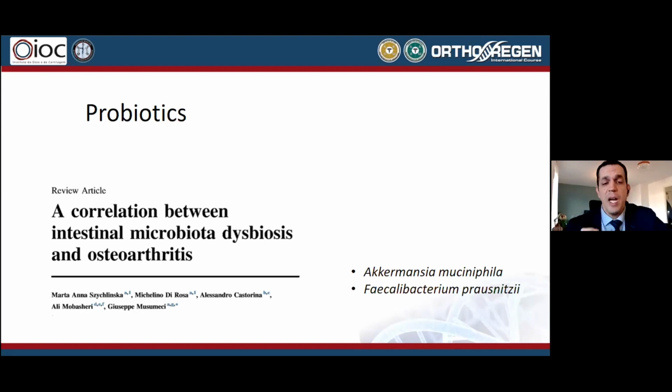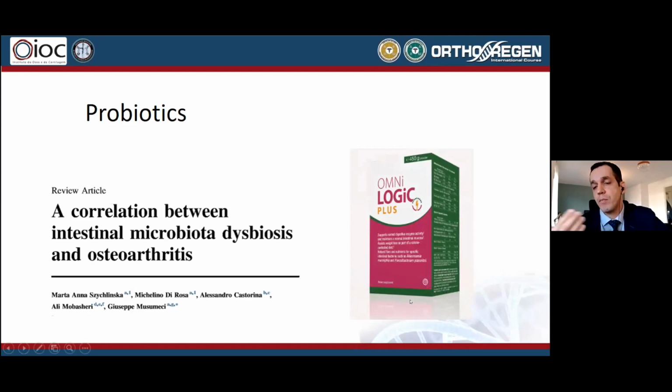So this type of bacteria is very important, and we can see that in osteoarthritis patients, we have a low number of bacteria such as Akkermansia muciniphila and Faecalibacterium prausnitzii. And there are some supplements available in the market that can increase the colonies of this type of bacteria to decrease inflammation in the whole body and protect the joints from osteoarthritis.